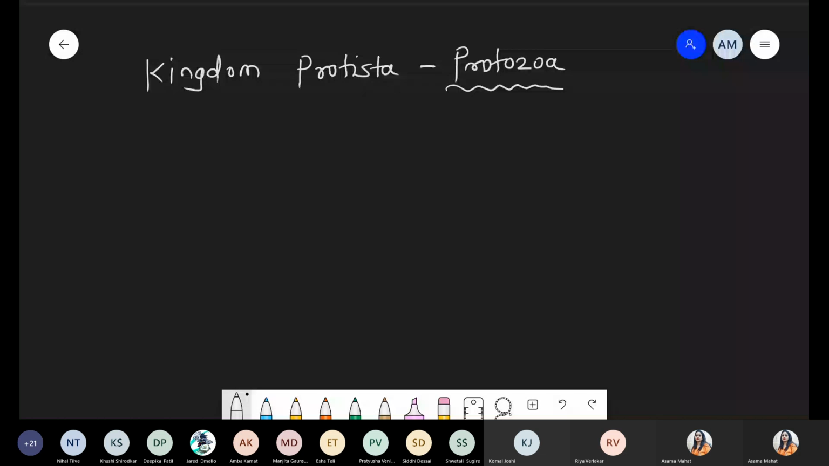Okay, can you see the screen? Screen is loaded properly, or quickly tell me. Screen is loaded properly. Okay, Smita. Yeah.